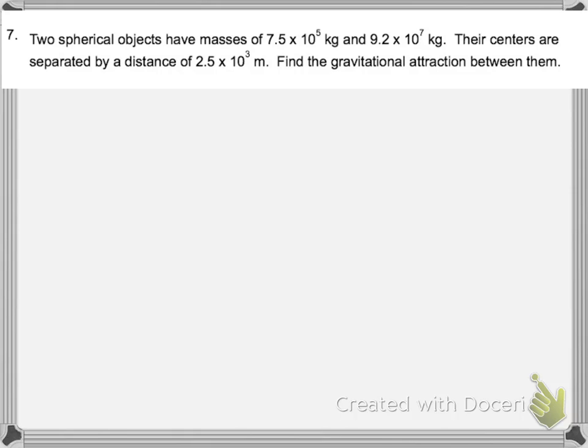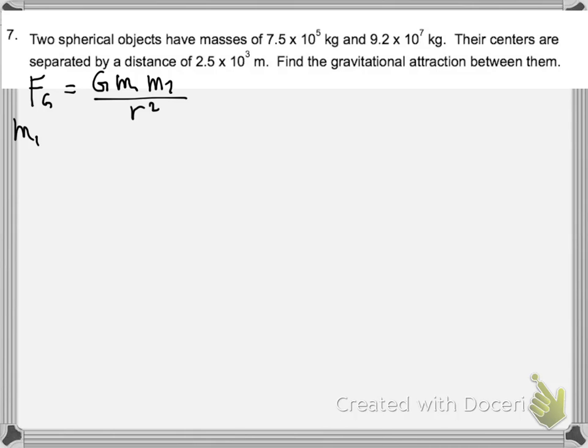If we move on to number 7, two spherical objects have masses of 7.5 times 10 to the 5th kilogram and 9.2 times 10 to the 7th kilogram. Their centers are separated by a distance of 2.5 times 10 to the 3rd meters. Find the gravitational attraction between them. Just like the last problem, we're using Fg equals gravitation constant times mass 1 times mass 2 divided by our radius squared.